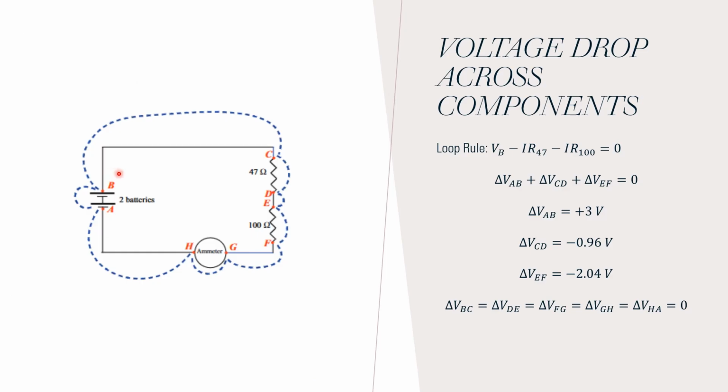And now we're going to calculate the voltage across all the components. So we're going to use the loop rule. The sum of all the voltage drops across the circuit should be 0. So we have 2 times the battery, so that would be 3 volts, and then we're going to equate that to the current times the resistance. So we have negative 0.96 volts for this one and negative 2.04 for this one.